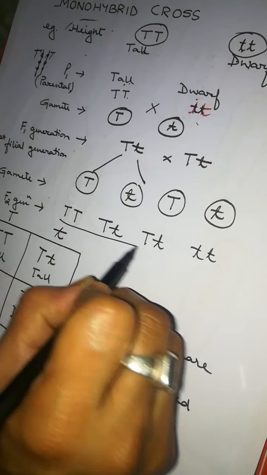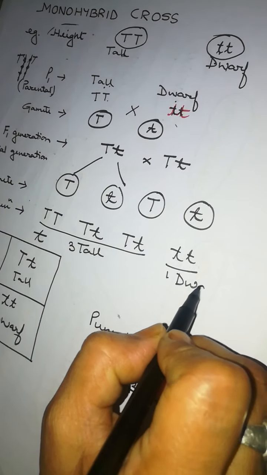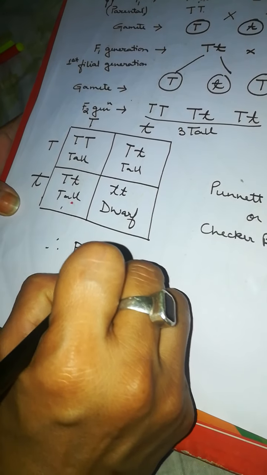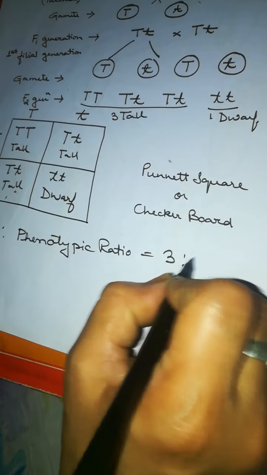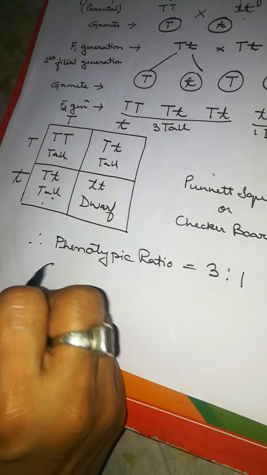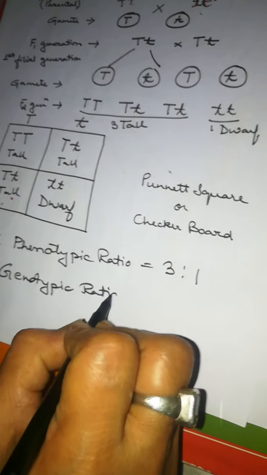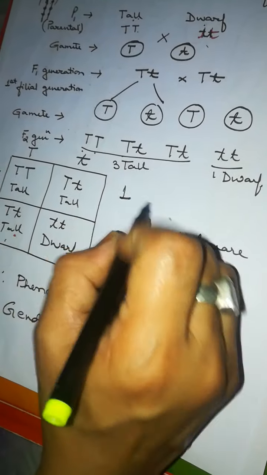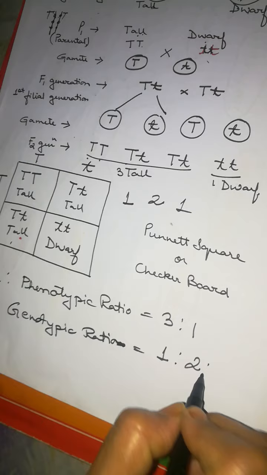Now these three plants are tall plants. 3 tall plants and 1 dwarf plant. Therefore, the phenotypic ratio is 3:1. Now, let's consider the genotypic ratio. Genotypic ratio means the genetic constitution. So, in genotypic ratio, here 1 pure tall plant, 2 hybrid tall plant, and 1 pure dwarf plant. So the ratio is 1:2:1. So this is the Mendel's monohybrid cross.